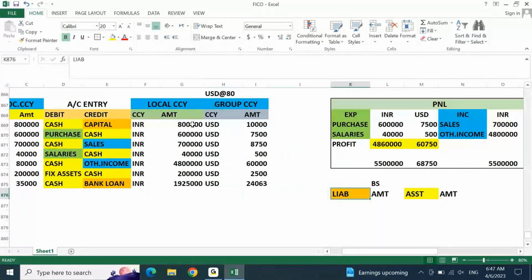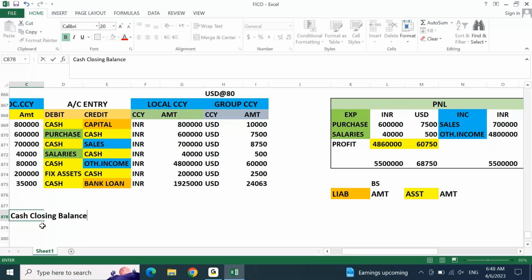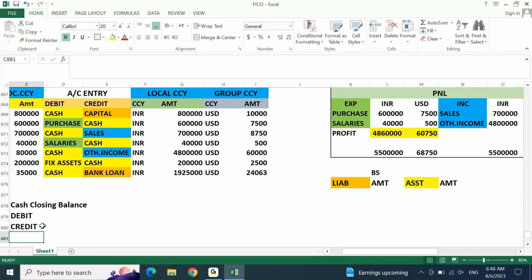To prepare the balance sheet, first thing that we need is we have to find out the closing balance of any account which is appearing more than one time. Which account is appearing more than one time? Cash. So cash closing balance, you will do by doing debit and credit. The difference of your debit balance and credit balance will give you the closing balance. Let us identify your closing balance of INR and dollar.